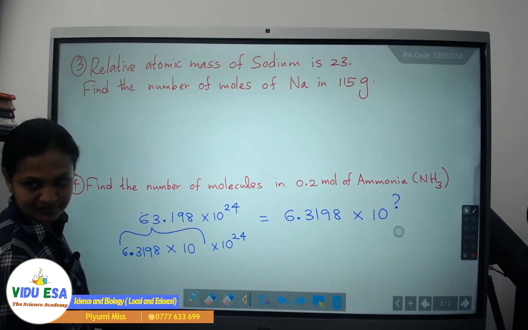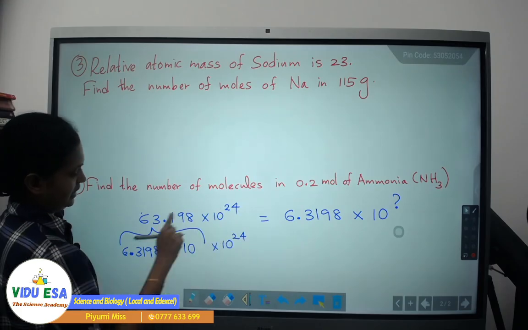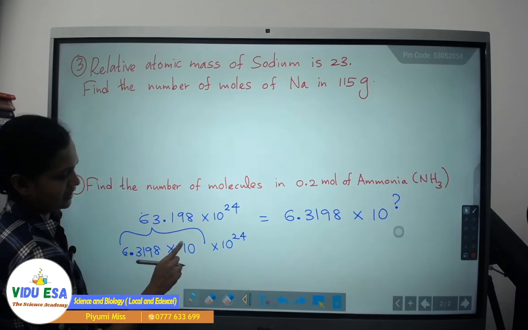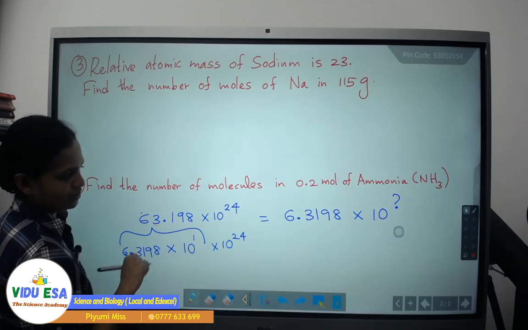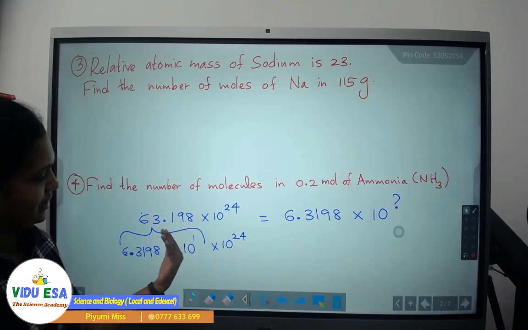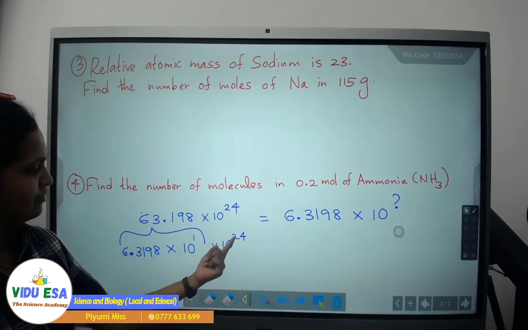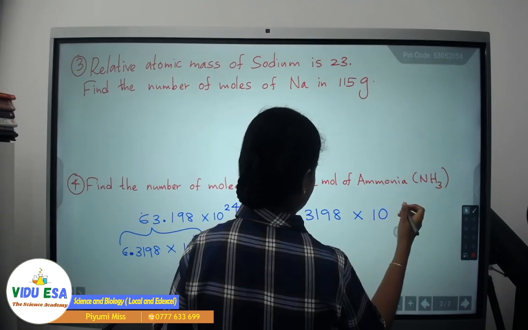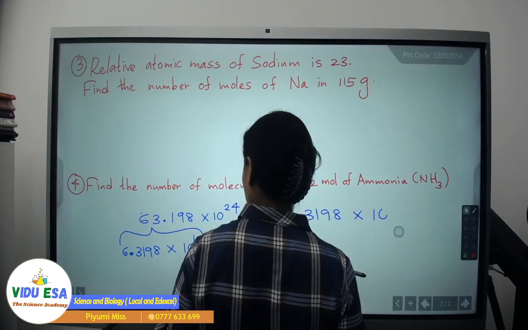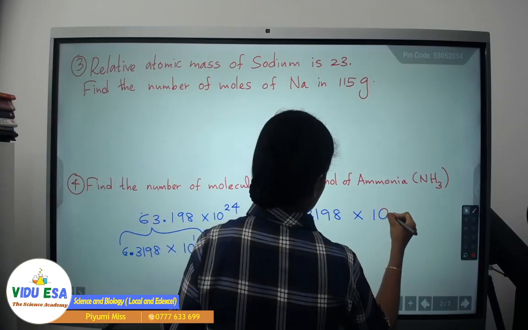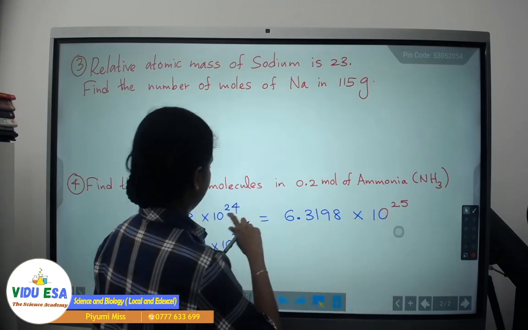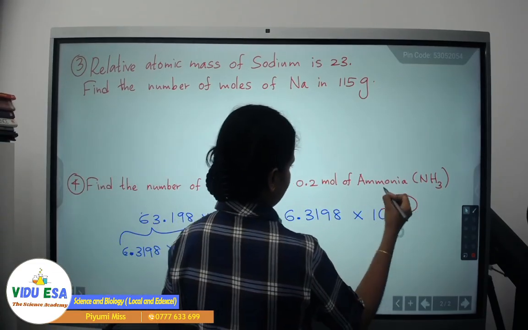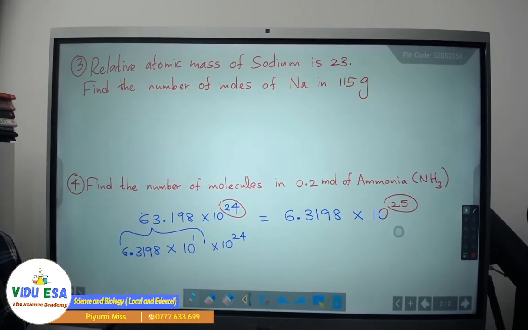Right? So what has happened? When I write it as 6.3198, here 10 to the power 1 and 10 to the power 24. In mathematics, you have learned that we have to get the sum of these two values. Then I can write this as 6.3198 into 10 to the power 25. That is how 24 became 25. Did you get that now? I changed it into the standard way. Did you get that now?